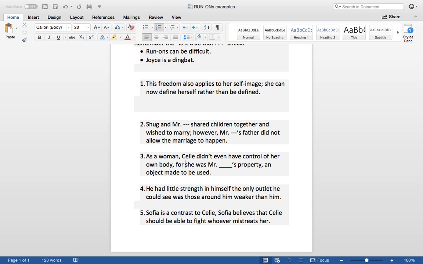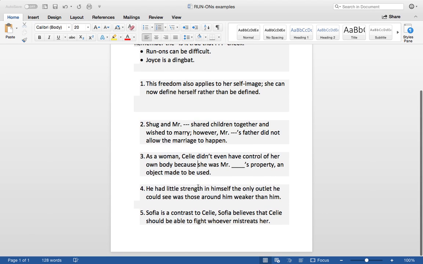If you wanted to, you could subordinate that second independent clause by using a subordinator. As a woman, Celie didn't have control of her own body because she was Mister's property. I actually prefer that fix. It sounds better. The more you do this and the more you make use of all the options that you have available to you, the more your ear will get better and you'll know what is the best fix.